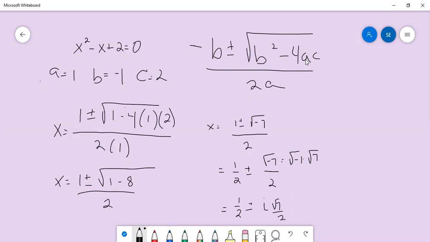So even though we do not have a real solution, we can write the complex or imaginary solution when our discriminant is less than 0.